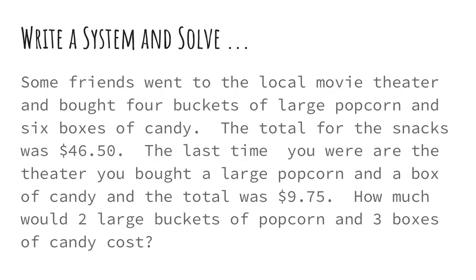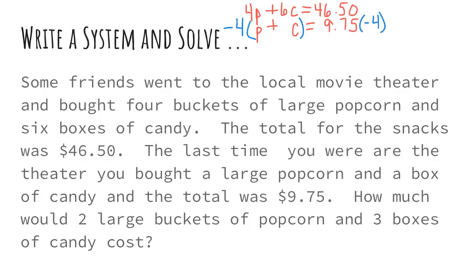So it looks like we have 4 buckets of popcorn plus 6 candies are going to equal $46.50 on one movie trip. And the last time we had 1 large popcorn and 1 candy, and that cost $9.75. If I add those together, nothing is going to cancel. So I have to do something. And so I feel like I really want to take this second equation and I want to multiply it by -4, both sides.